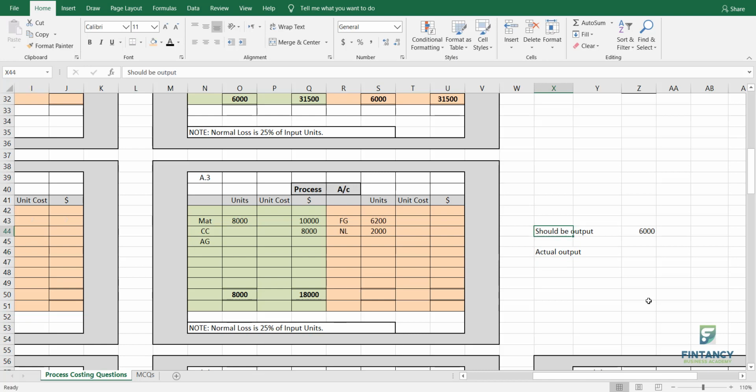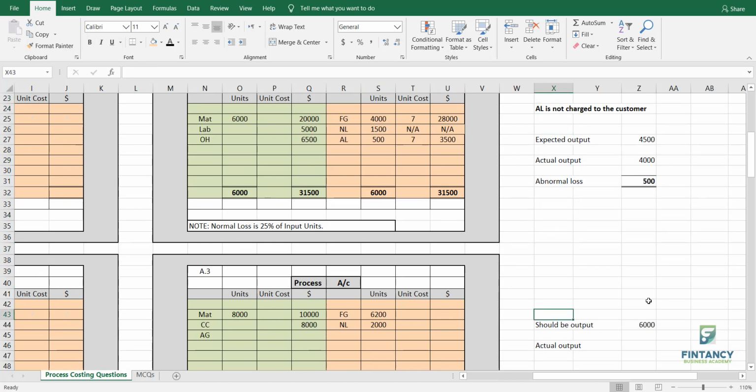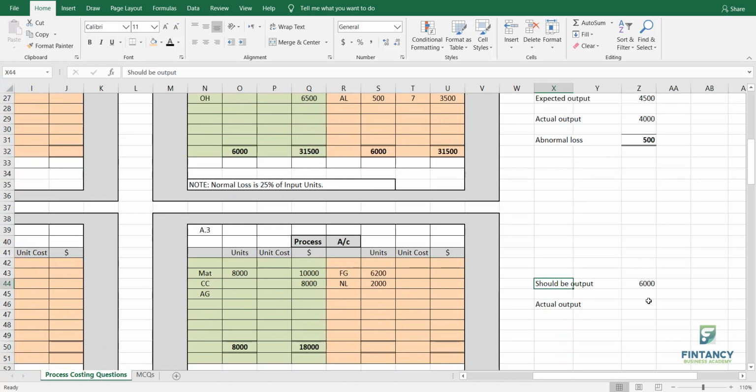Okay, should-be output means what? Actually, expected output, right? Should-be output means expected output. Okay, how much is expected output? How much is actual output? Right? So see, my actual output is more, right? This is called abnormal gain.